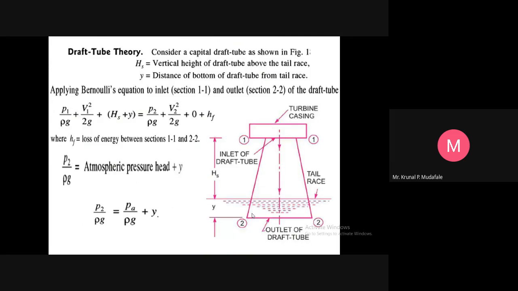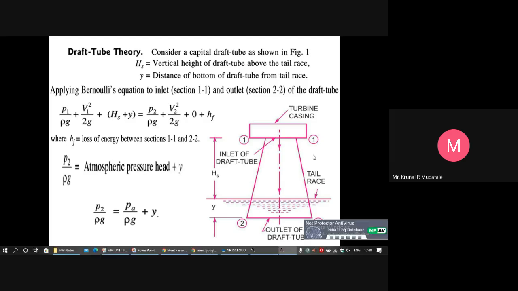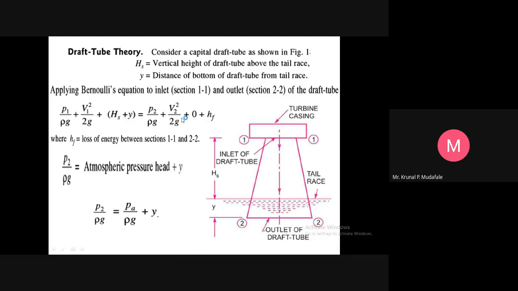Those are the types. Okay, so the draft tube theory: consider a draft tube as shown in the figure. HS is the vertical height of the draft tube above the tail race. Then y is the distance of the bottom of the draft tube from the tail race. This is only the concept, right? From the turbine casing, the height of the draft tube is the vertical height up to the tail race, and y is the distance of the bottom of the draft tube from the tail race.